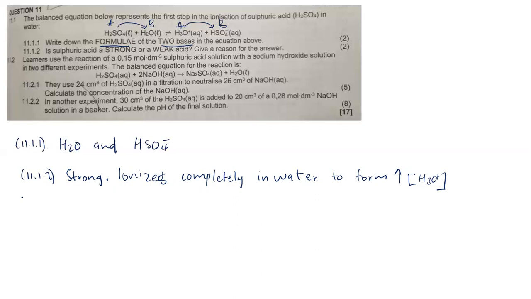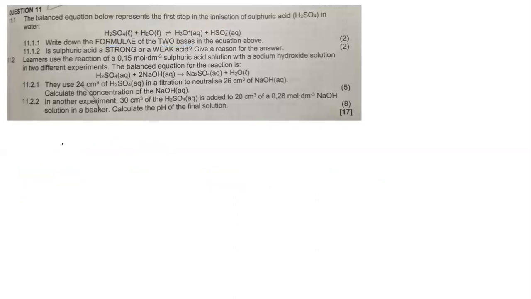Okay. Now let's move to 11.2. Now, 11.1 was more focused on the theory part of acids and bases, and most definitely in 11.2, I expect the calculations. So now 11.2, the statement reads as follows. Learners use the reaction of 0.15 mole per cubic decimeter sulfuric acid solution with a sodium hydroxide solution in 2 different experiments. The balanced equation for the reaction is as follows. Now, this is what is happening. These learners are going to conduct 2 different experiments. In the first experiment, we'll see what the processes of experiment number 1 will be. But before we go through these questions, let us write the data provided to us.